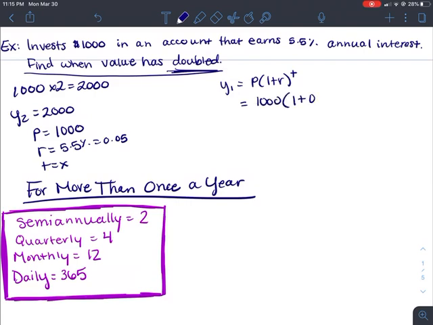1 plus 0.05. T is 1,000 times 1 plus 1.05 t. Okay, so when you plug y1 and y2 into your graphing calculator and find the intersecting point, that gives you 12.94, or about 12.9 years.